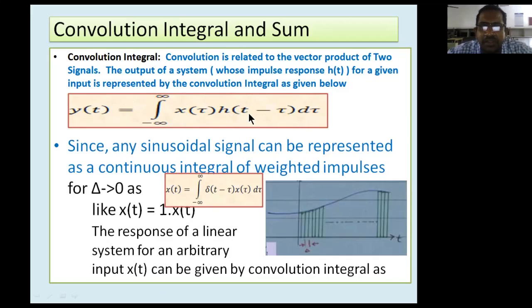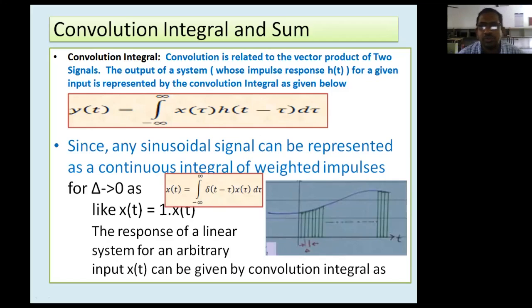I am time shifting the response of the system, and I am multiplying the system response with the signal value at that particular instance called tau, where t is going to be the time instance and tau is going to be a dummy variable which we are going to shift. That means we are going to scan the output y of t at various instances of t minus tau in a continuous time signal domain.